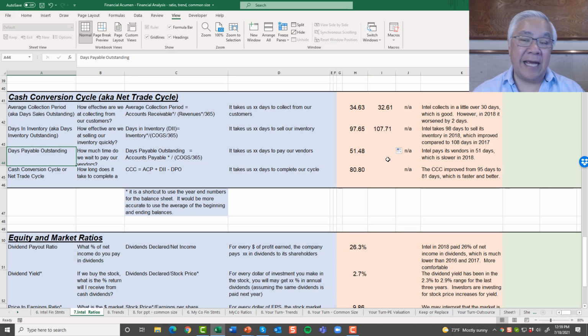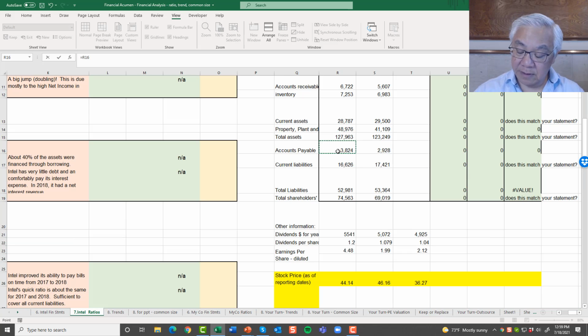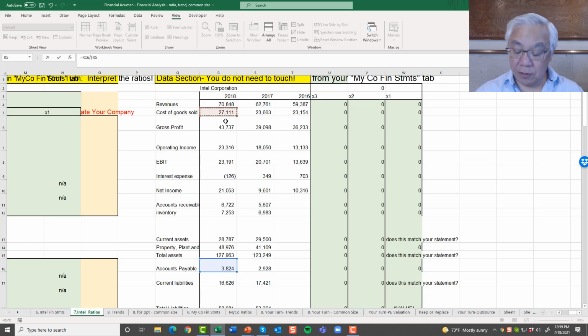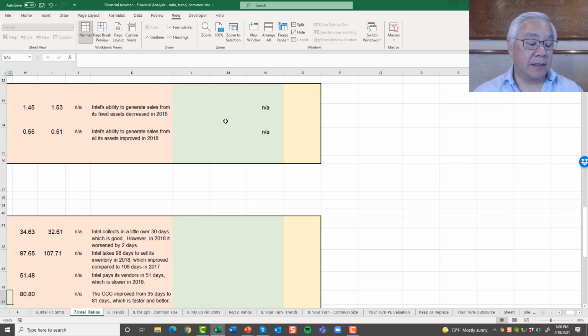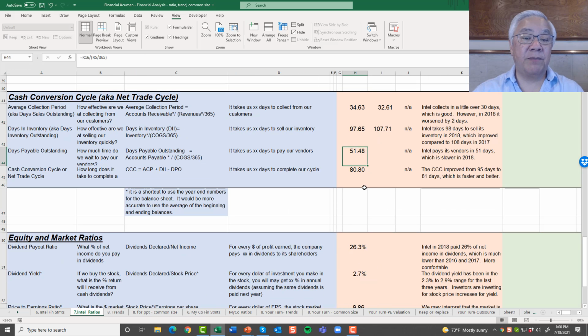Next is days payable outstanding, which is how long vendors allow us to pay them. And the longer they allow us to pay them, the more cash we have. The faster they want to get paid, the less cash we have. So we want this number big. Accounts payable divided by cost of goods sold divided by 365, close parens, enter. So the answer is 51.48, which means about 2 months. A little less than 2 months is how long it takes us to pay our bills at Intel.